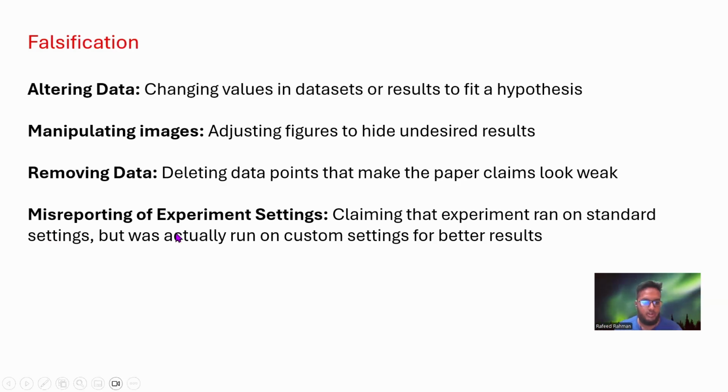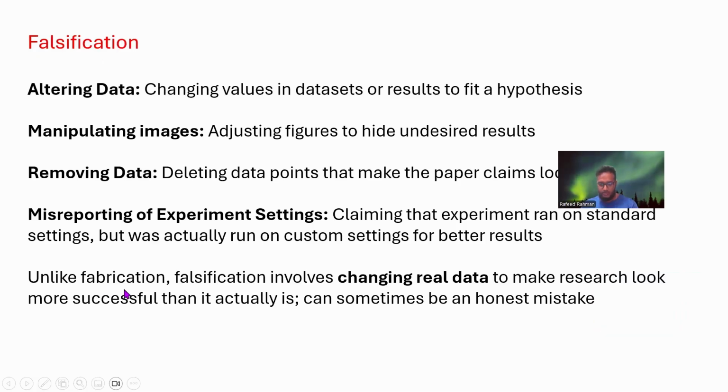Finally, we have misreporting of experimental settings. Maybe you are claiming that your experiment was run on the standard settings, which you actually proposed in your work. But actually, that experiment was run on some custom settings, which you had to make manually in order to get better results. That is misreporting of experimental settings and falls inside falsification. So this is not fabrication again. This is changing real data and not removing them.